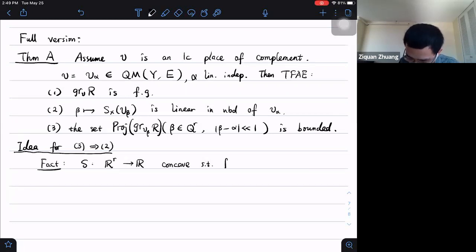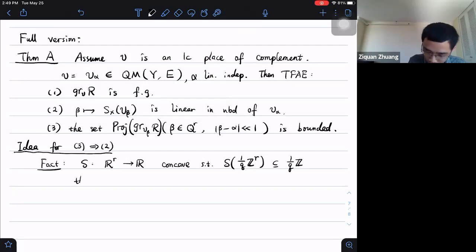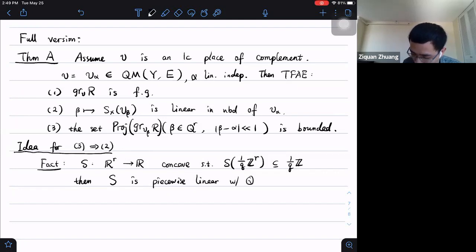Okay, so I call it S. So if I take rational numbers of this denominator to rational numbers of the same denominator, then well, maybe I should be more careful. So then this S is piecewise linear, sorry, piecewise linear with a rational coefficient.